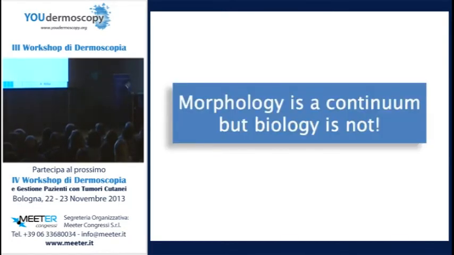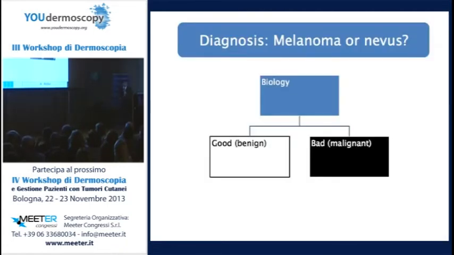Morphology is a continuum, but biology is not. Why? Biology is divided into good and bad. You can be dead or alive. There's nothing in the middle. You can be pregnant or you cannot be pregnant. There's nothing in the middle. You can be a cat or a dog. There's nothing in the middle. You see, the continuum is morphological and not biological.